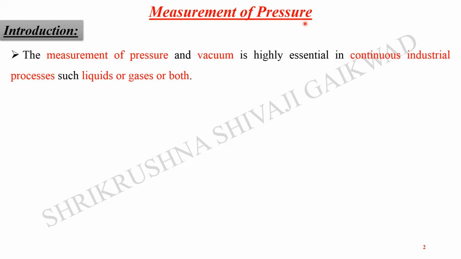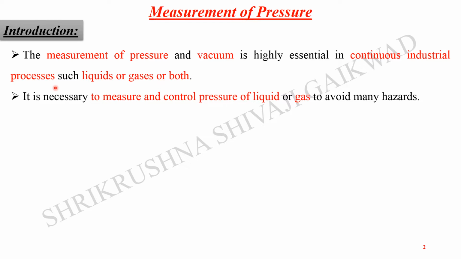industrial processes, such as the measurement of pressure or the amount of flow of liquids or fluids, while deciding the amount of material or gases to be flowed in for the manufacturing of the various components. So this is the measurement of pressure and vacuum, and they are related to one another. Measurement of pressure and vacuum is highly essential in continuous industrial processes involving liquids or gases, or sometimes both.